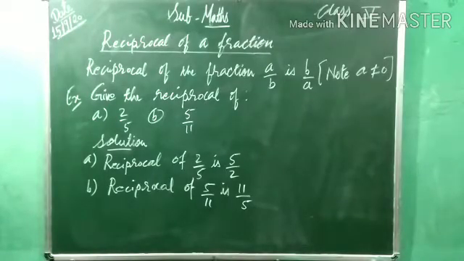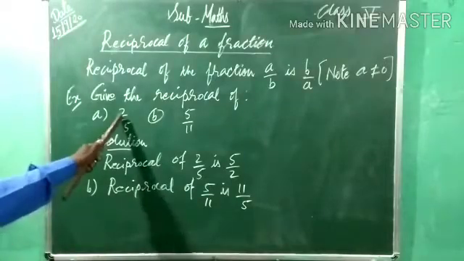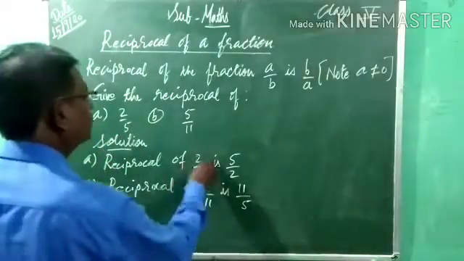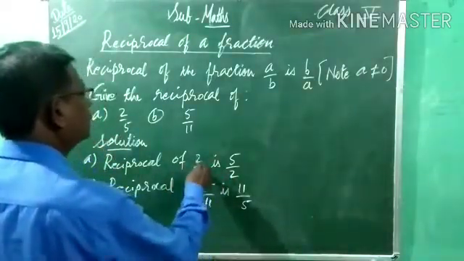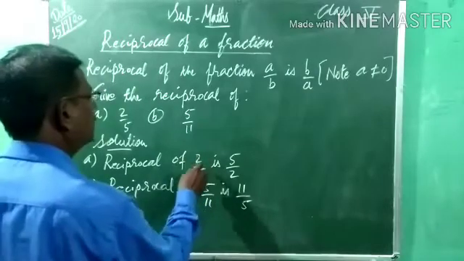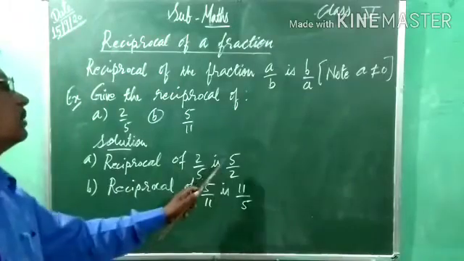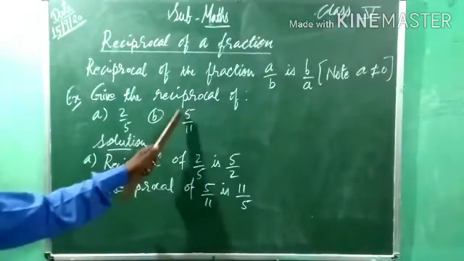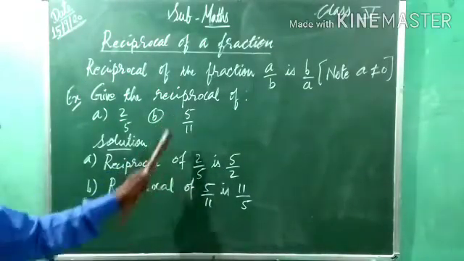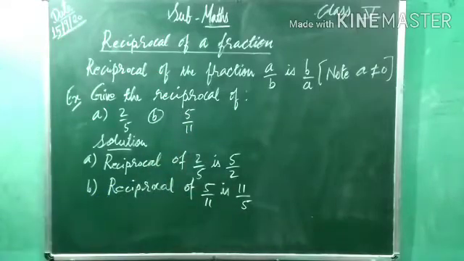Now, in the given example, give the reciprocal of two fractions: a, 2 by 5, and b, 5 by 11. First example, the reciprocal of the fraction 2 by 5: you just have to reverse it, meaning opposite. In place of 2 you have to take 5, and in place of 5 you have to take what? 2. So the reciprocal of 2 by 5 is 5 by 2, and in the same way the reciprocal of 5 by 11 is 11 by 5. Understood? Note this down.